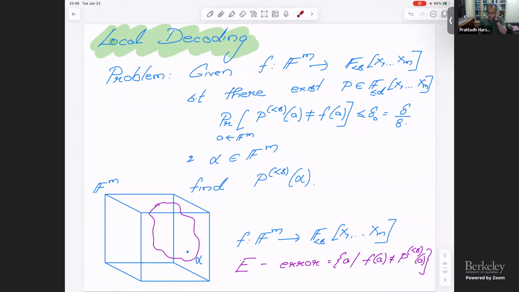That's the picture we have. So we have f like this. There's an error set over here. The error set is promised to be not too large, but we don't know where it is. And you're given an alpha, which could be in the error set or elsewhere, and you need to find p of alpha, the closest codeword at the location alpha.